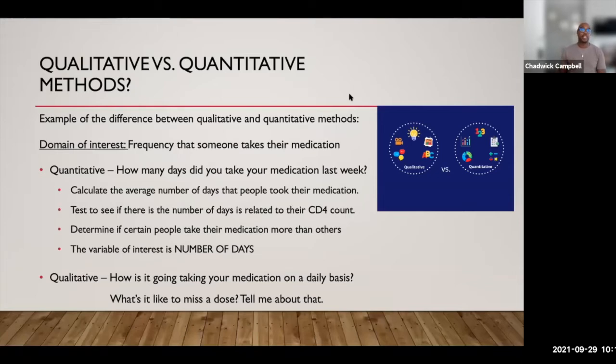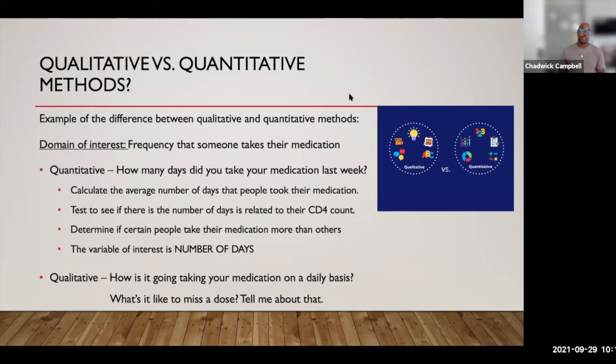And so we may calculate the number of days they took their meds. We may calculate how frequently they missed their dose and then test to see if those are related to their CD4 count or their viral load or other clinical outcomes. And so the variable of interest is the number of days that they've either taken their medication or missed a dose.